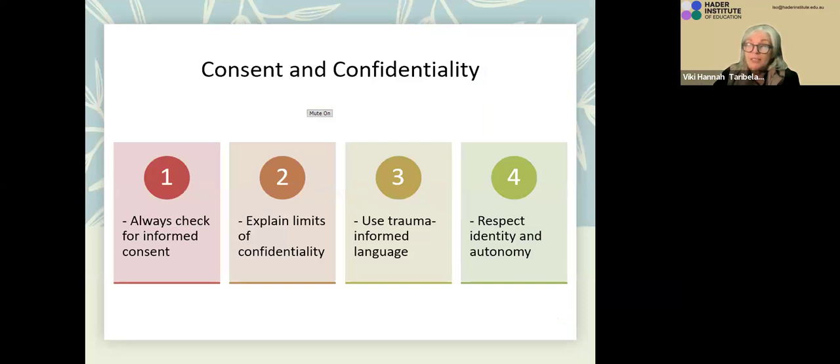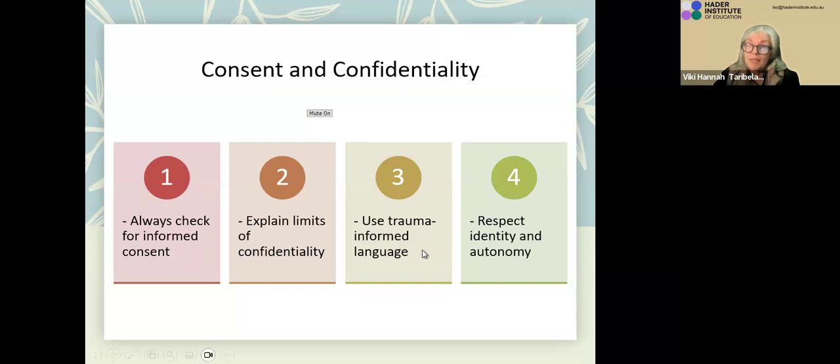Consent and confidentiality. Always check for informed consent. So the information you give them, the consent is they said yes or no, or please tell me more, or who are you going to tell? So we're not there yet until they say, yes, I'm happy to go forward. Explain the limits of confidentiality when you may have to share that. You must do that. That's a requirement. It's under the Privacy Act.